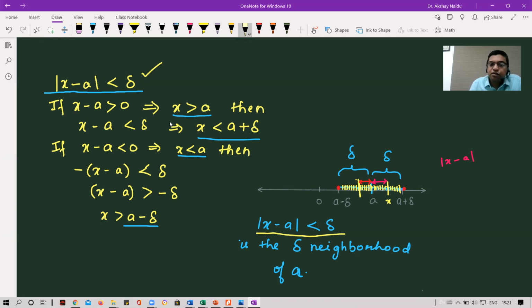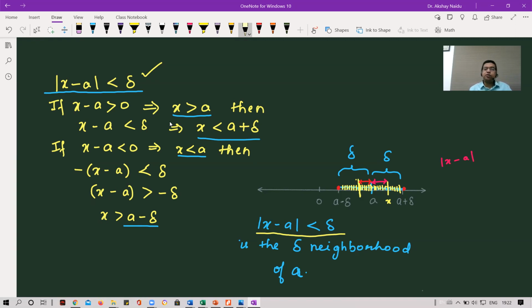Okay. So you get two conditions. X is less than A plus delta and x is greater than A minus delta. So A plus delta is a point to the right of A, A minus delta is a point to the left of A. X is greater than A minus delta and x is less than A plus delta. That means all this shaded portion is what the values of x takes.